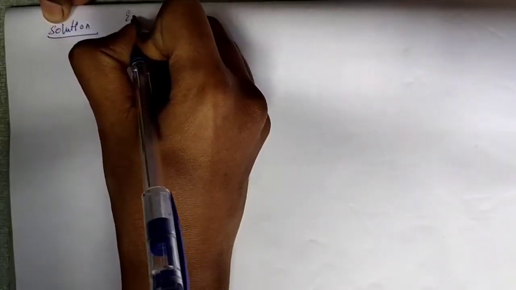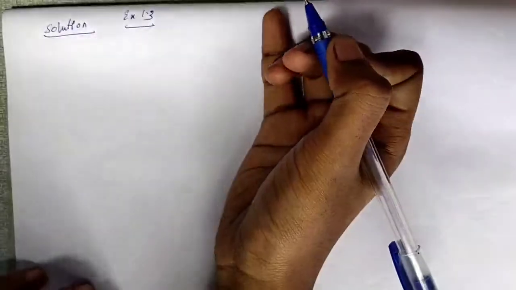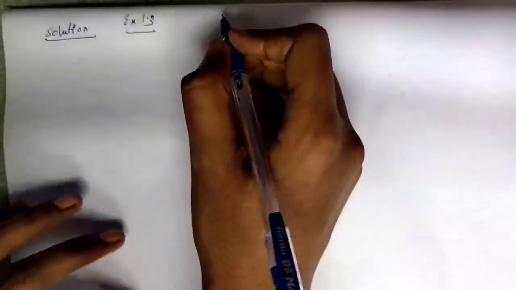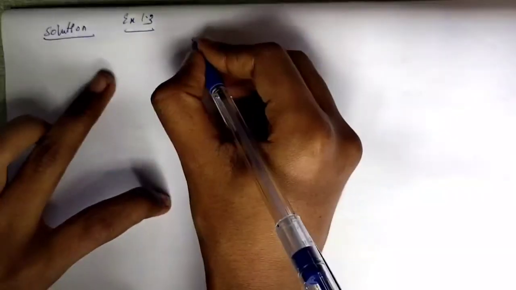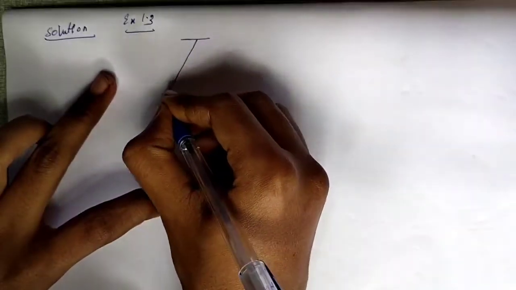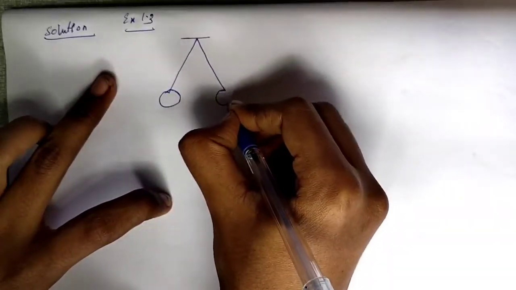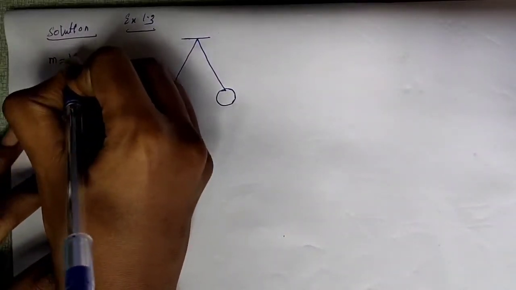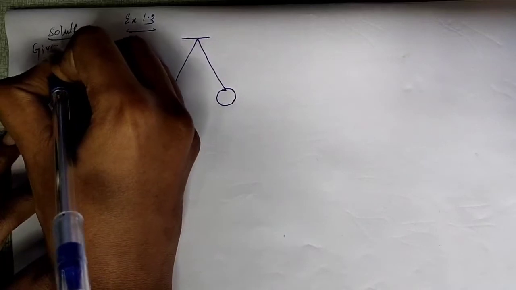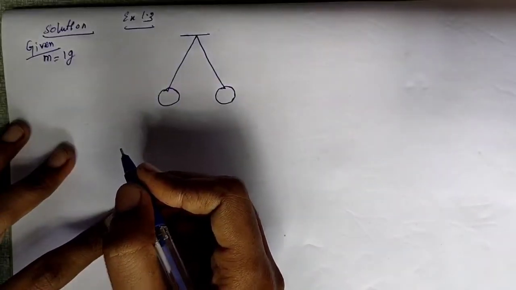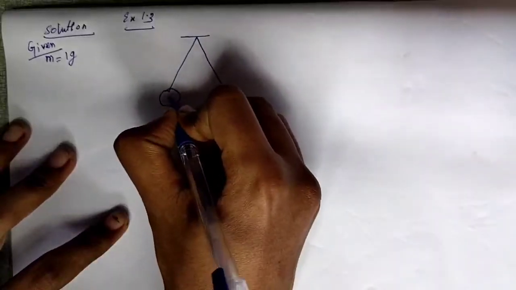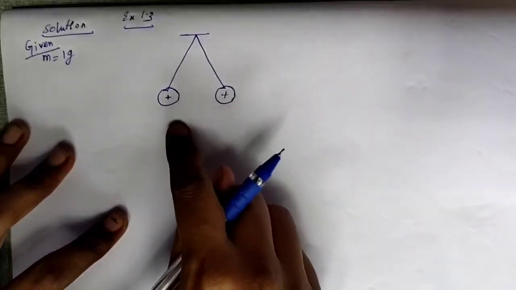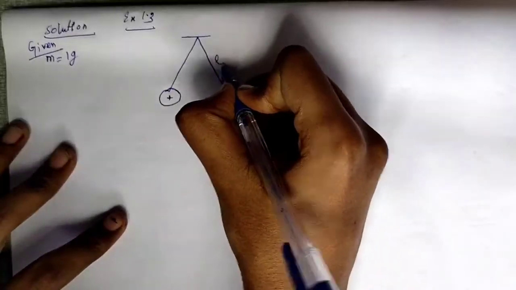Solution, example 1.3. Here we have two spheres hanging like this from the suspender. We know that each sphere has mass 1 gram, so that is our given data. The spheres have positive charges, the same kind of charges. The length of the string is L.